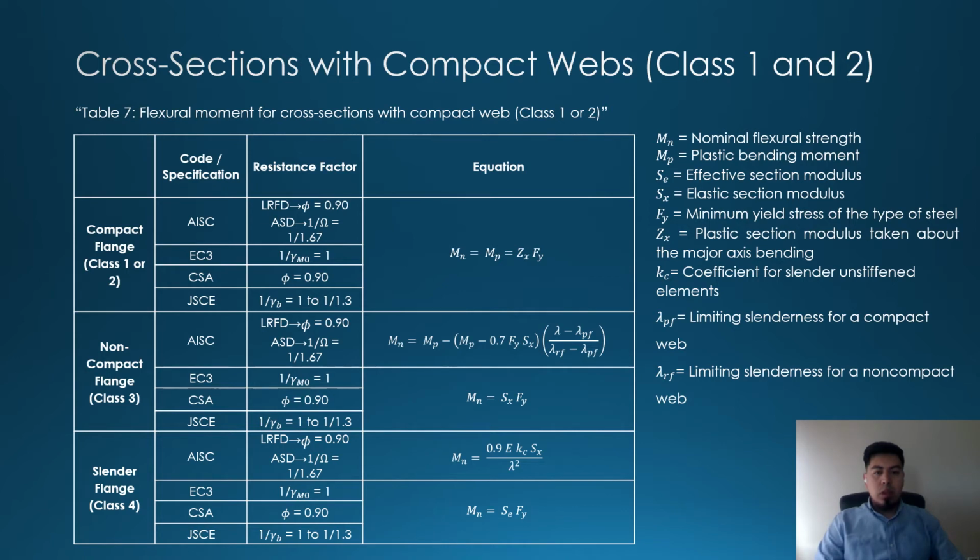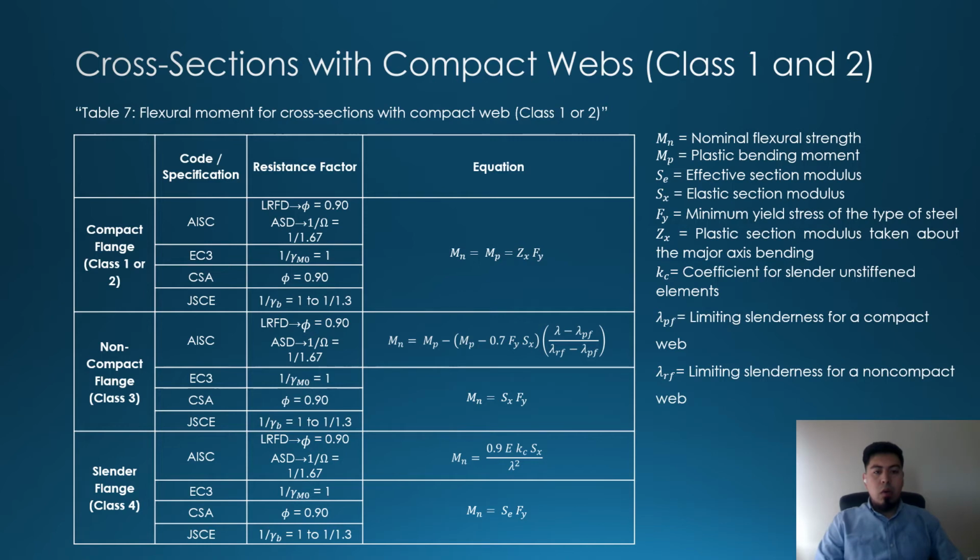This comparison creates a scenario with cross-sections of compact webs and non-compact or slender flanges. Same approach for the specifications when the web is compact, class 1 or 2. The Eurocode 3, the CSA, and the JSCE utilize the same approach to compute the nominal flexural moment. The exception with these conditions is the AISC code, which provides different equations.